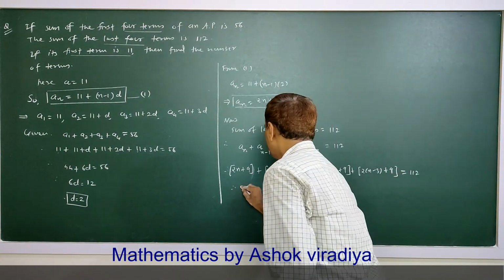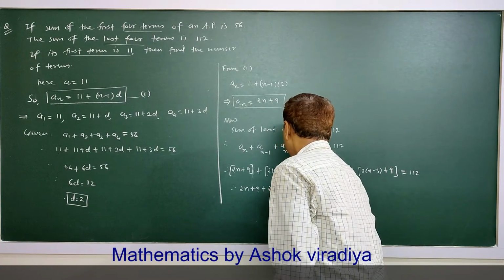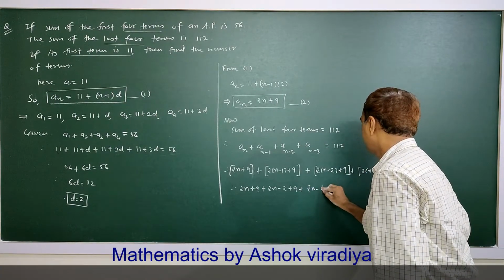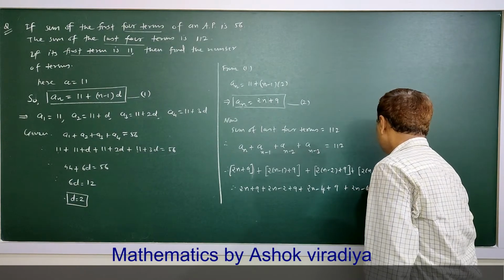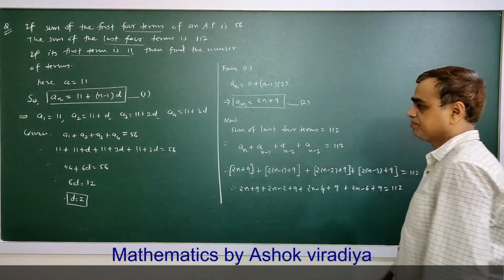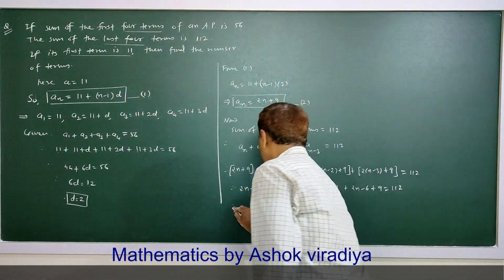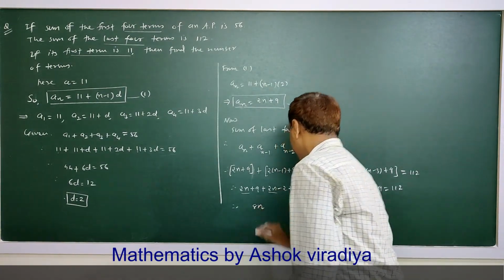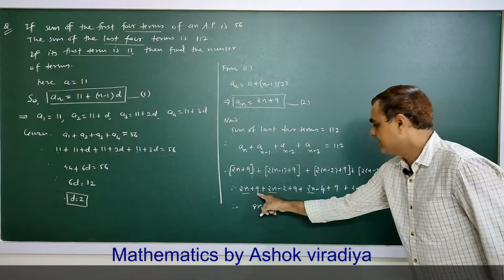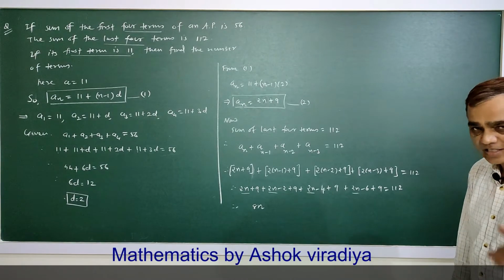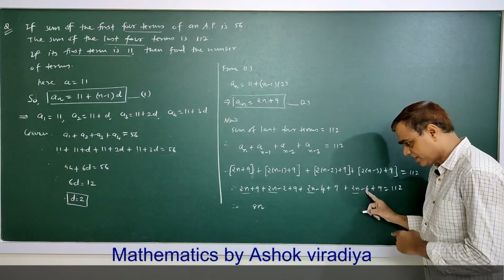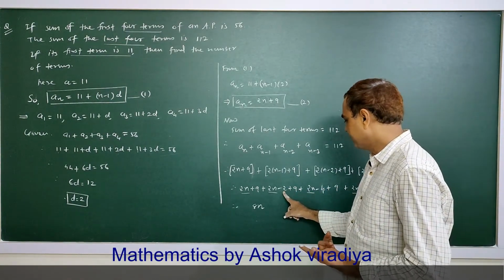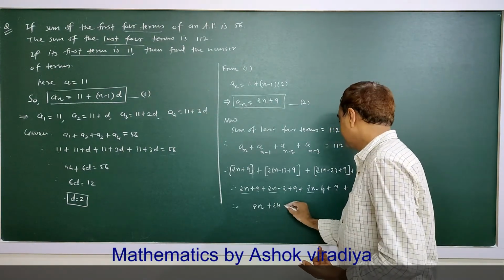Therefore this is equal to 2n plus 9, plus 2n minus 2 plus 9, plus 2n minus 4 plus 9, plus 2n minus 6 plus 9, which is 112. So 4 into 2n is 8n. Then 9 plus 9 plus 9 plus 9 is 36. 36 minus 6 is 30, 30 minus 4 is 26, 26 minus 2 is 24. So 8n plus 24 is 112.